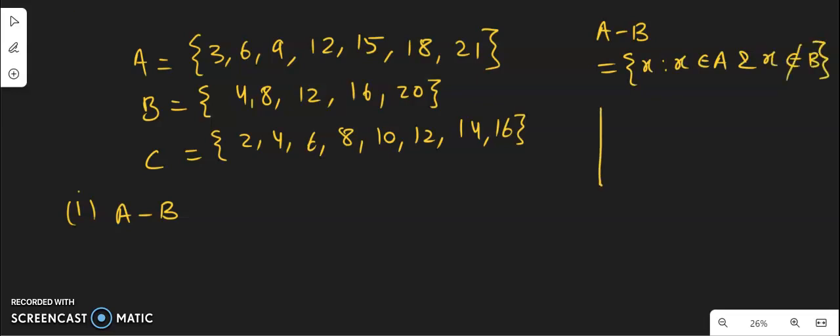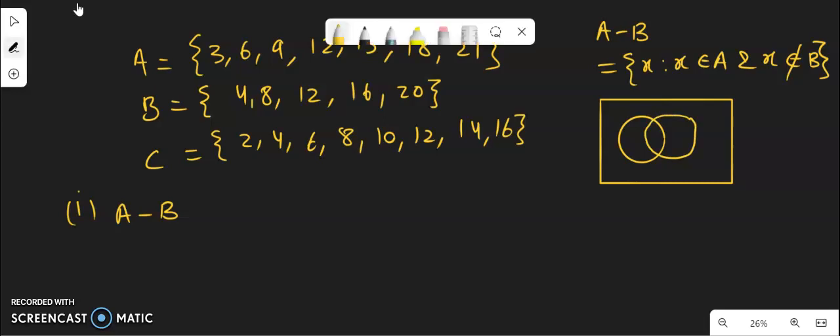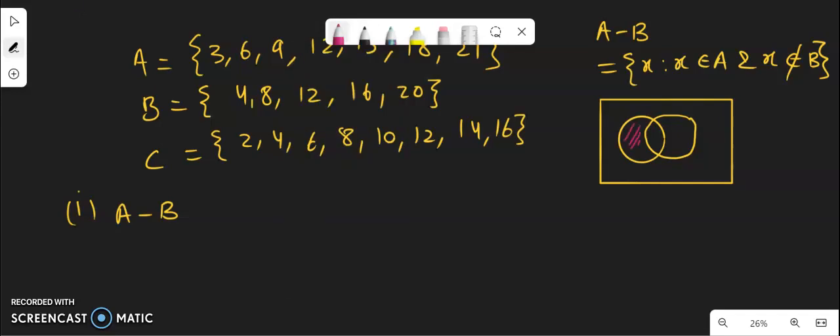If you want to show it through a Venn diagram, and there are two sets, one is set A, the other is set B, then the portion which I'm going to shade, let me pick up a different color pen here, represents A difference B. This is simply A minus B. Why? Because it considers only the elements of A, not the elements of B, and not the elements which are in common.